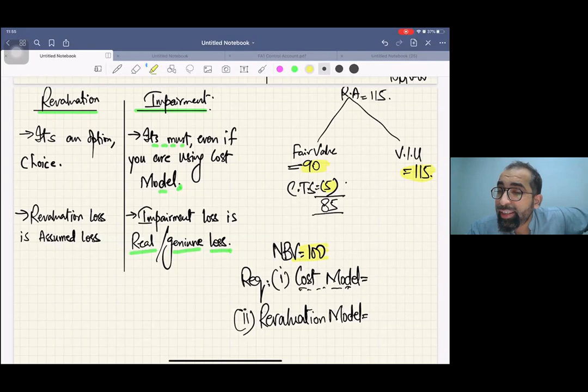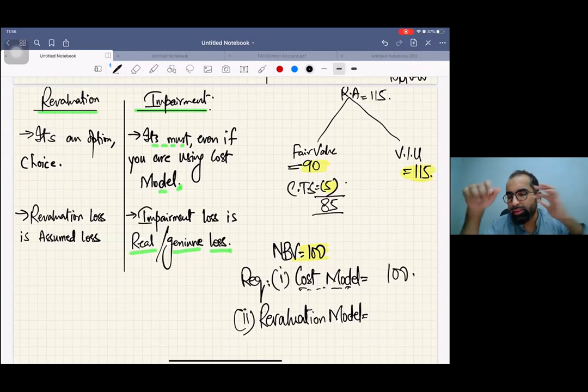We do impairment when your carrying value is higher and your recoverable amount is lower. So in this question with cost model, you don't need any impairment. And when you don't need any impairment, your asset will be reported at 100 rupees. So this is the first answer. Please have a look.